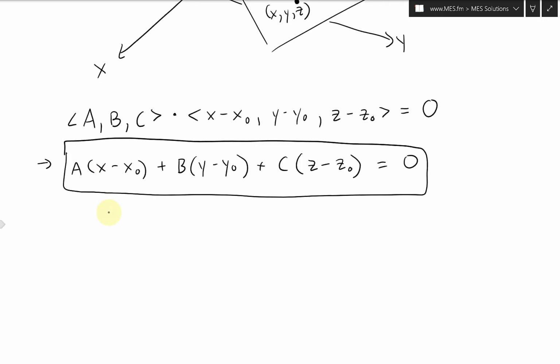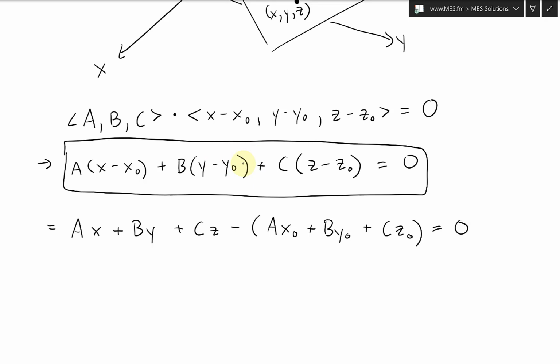The next one is you can expand this out. This equals A times x, then minus A times x0, but we'll do that after. So A times x, and the next one is B times y plus C times z, and then minus, when you do this all together and add those up, we get A x0 plus B y0 plus C z0. Like that, this equals 0.